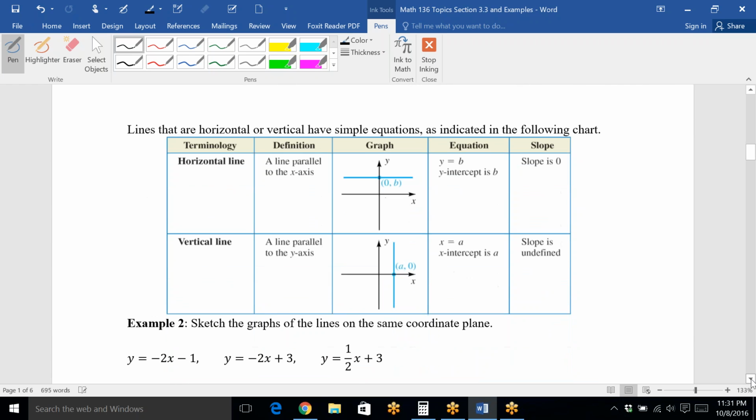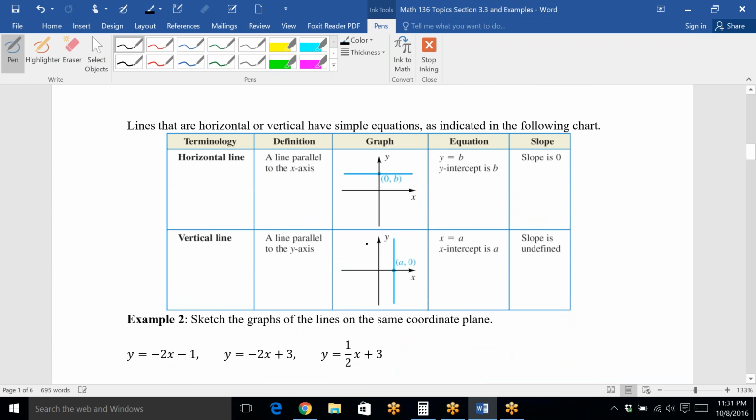Okay, so some special kinds of lines, horizontal and vertical. Horizontal lines have the equation y equals b. It's whatever this number is, the y is always that value. So it has a single variable in it. Just like the vertical lines will only be x equals a number, so x equals whatever this number is.